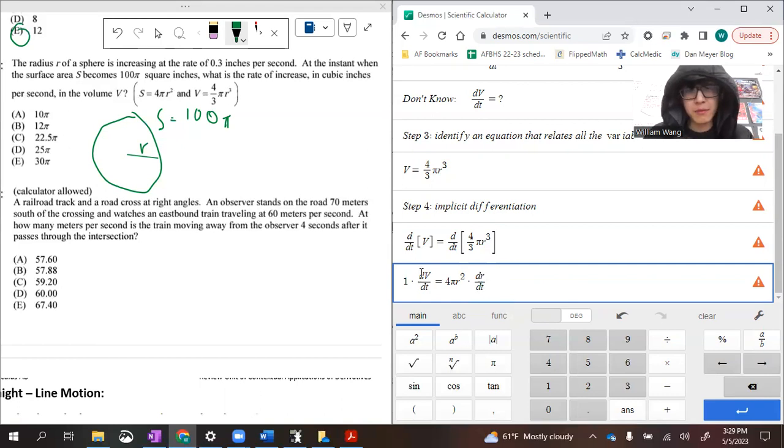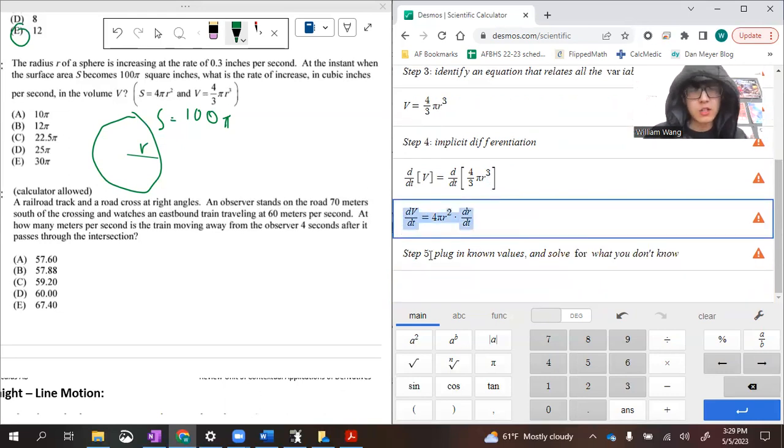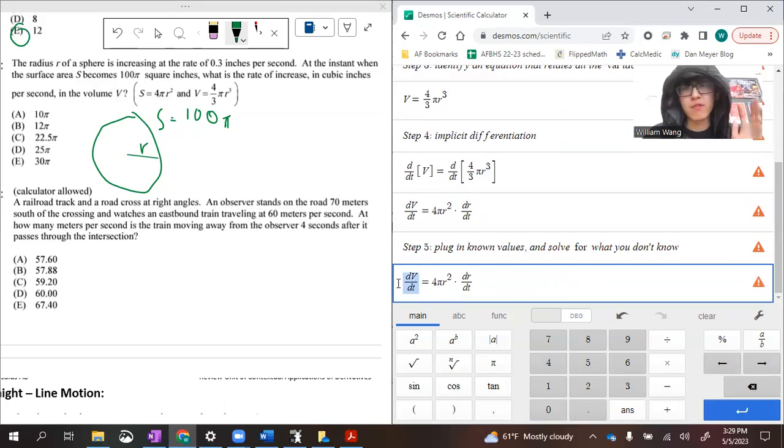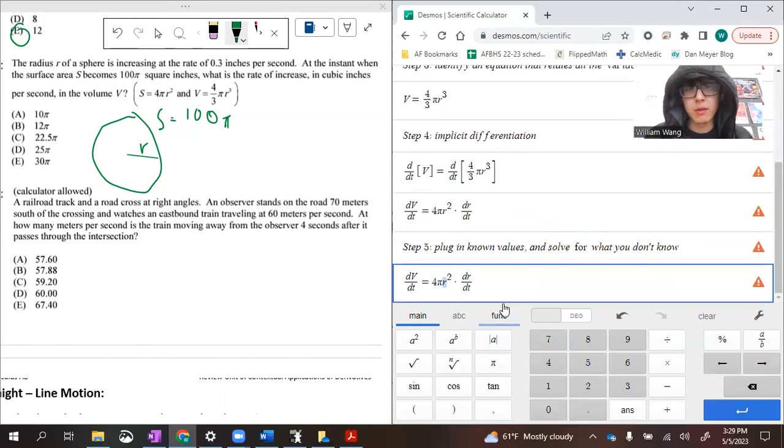Cool. Let me simplify this a little bit. I can get rid of this 1. All right. Step 5. Plug in known values and solve for what you don't know. All right, let's just plug in stuff now, right? So dV over dt, I don't know this. That's fine because I'm not supposed to. 4 pi r squared. What is my r? Do they give me my r? They don't actually give me my r. That's annoying. So I don't know my r.